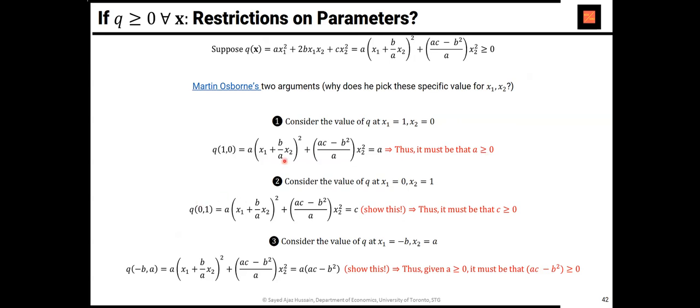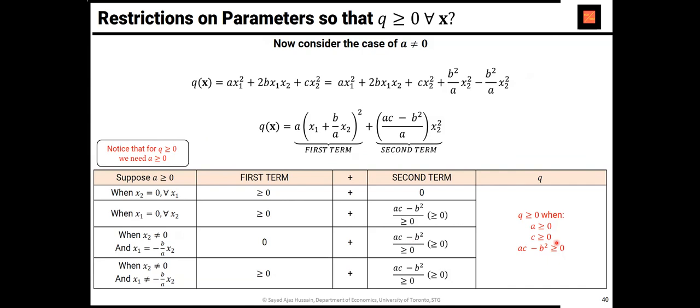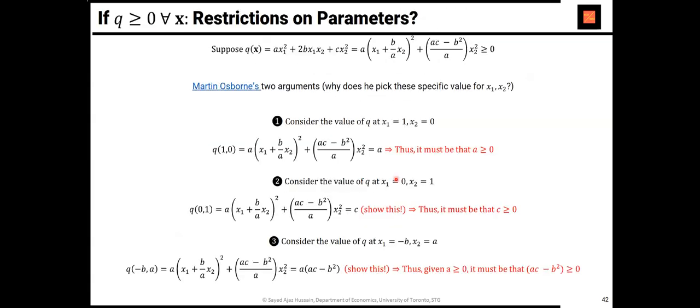Now, again, dirty tricks are being played. He also needs to somehow insert values of x1, x2, so he can get some conditions about B and C. So notice how it's very clever. He now chooses x1 equal to 0, x2 equal to 1, because by doing so, the only thing that spits out is the value of C. You want to make sure that you can show this, okay? And therefore, since Q is bigger than or equal to 0, C must also be bigger than or equal to 0.